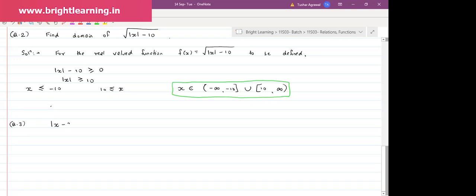Modulus of x minus 3 plus modulus of 4 minus x is equal to 1. Solve this equation.